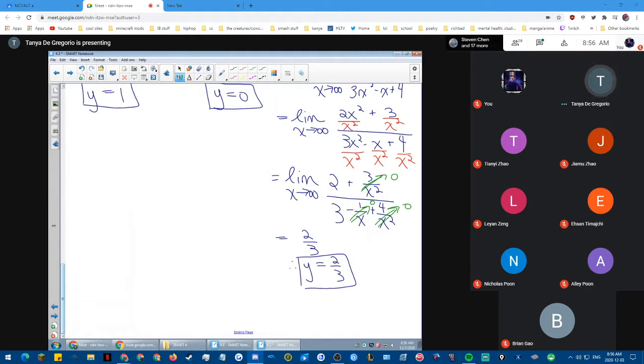Are there any questions? So we're expected to do the horizontal asymptote this way always. This is the proper way to do a horizontal asymptote. But you guys never learned it before because you didn't know limits. So you did it by analysis.